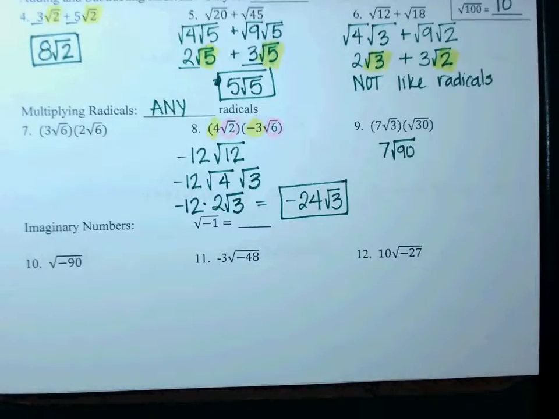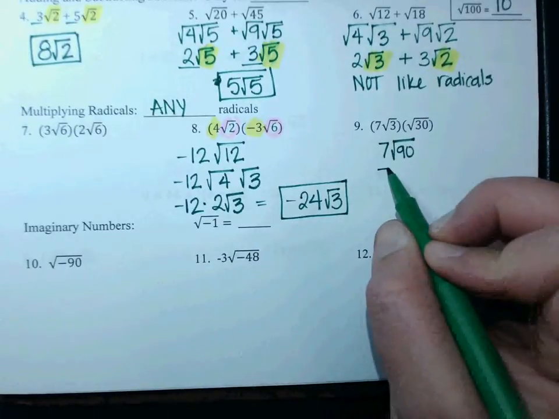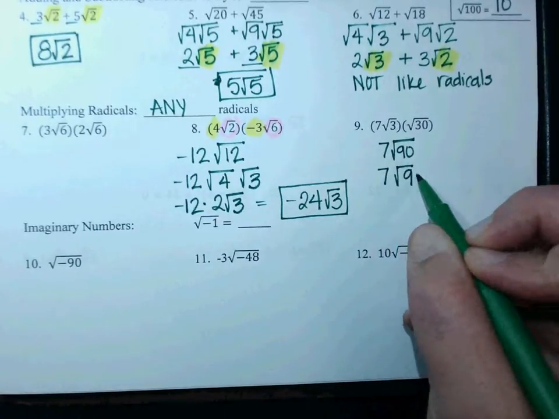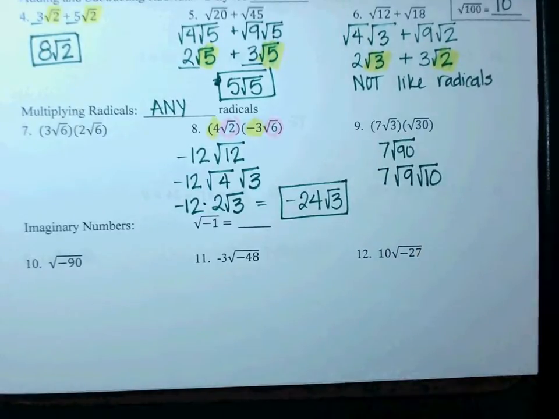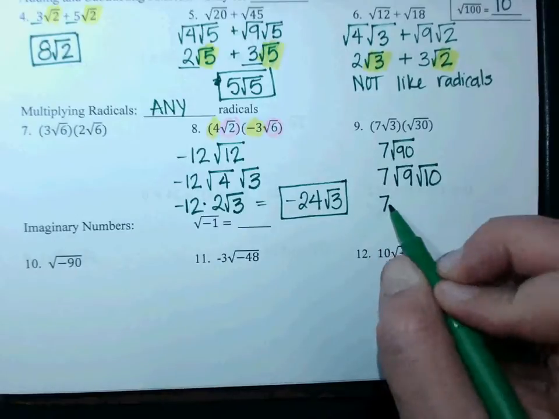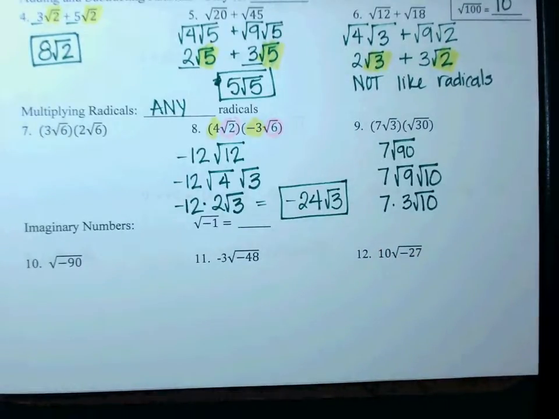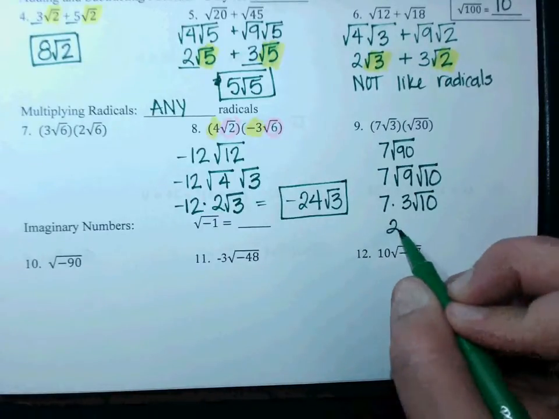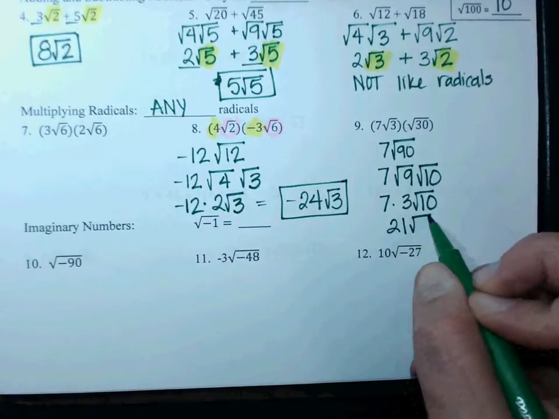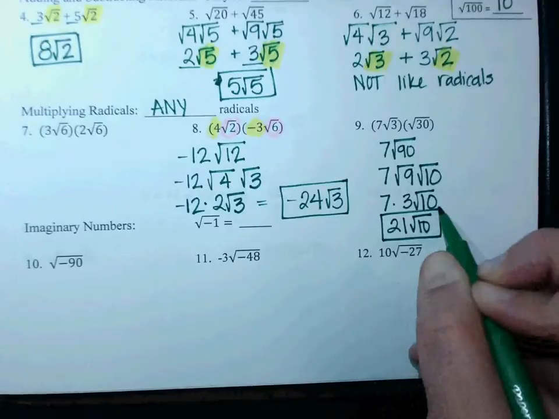You're going to have to start towards the bottom. 9. Good. 9 times what? 10. Good. So I'd have 7 square root 9 times square root 10. What's the square root of 9? 3. So I have 7 times 3 root 10. And then what's my last step with the 7 times 3? 21 root 10. Make sense?